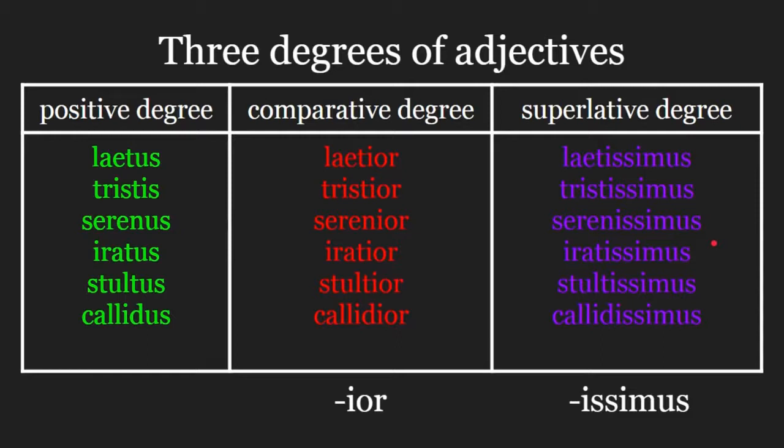If we go to the most extreme edge, the superlatives, we want to say someone is very happy, or maybe the happiest. Laetissimus, tristissimus, very sad. Serenissimus, very calm. Iratissimus, the angriest. Stultissimus, the dumbest. And callidissimus, very smart, or the smartest.